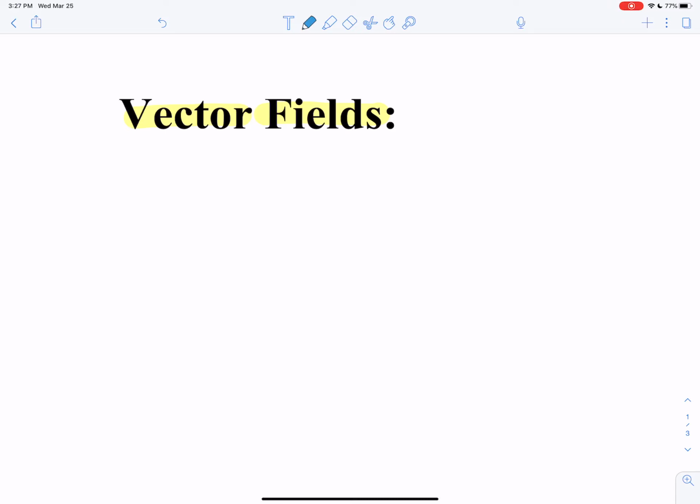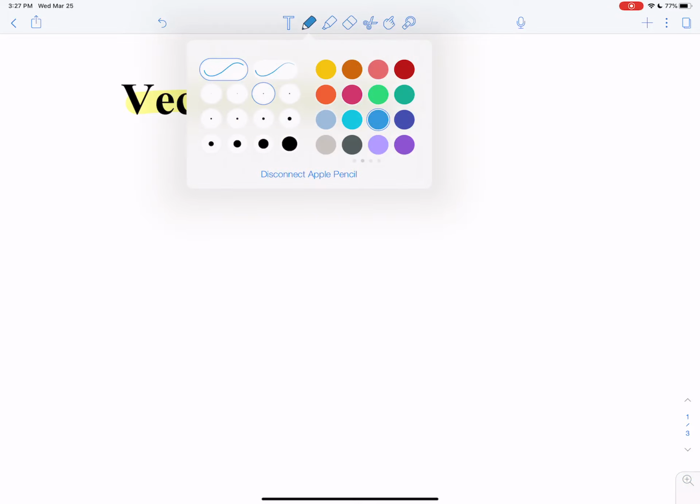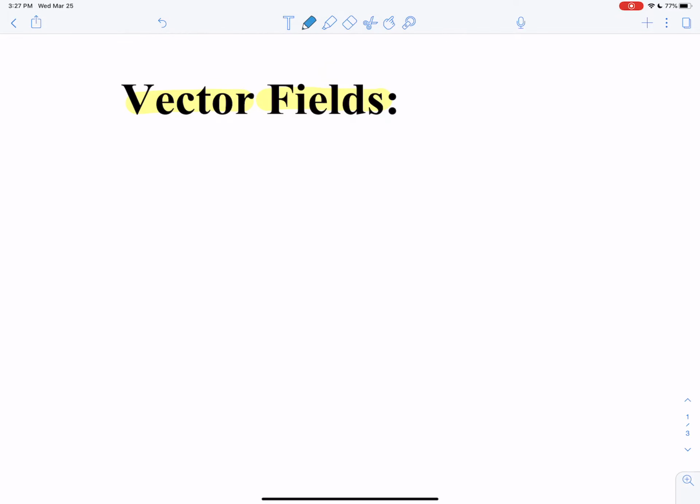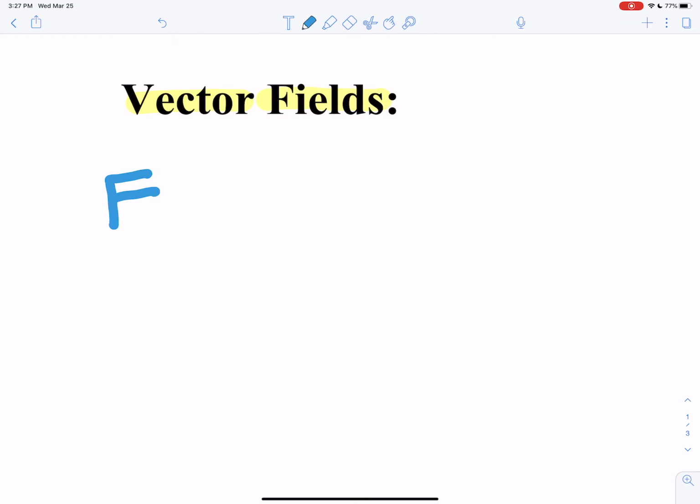Just as a little notation note, there are two different ways to write a vector field. A vector field can be written as a bold capital F, or the way I will typically write them is as a capital F with a vector hat on top. Both of these indicate that the function you're looking at is a vector field.